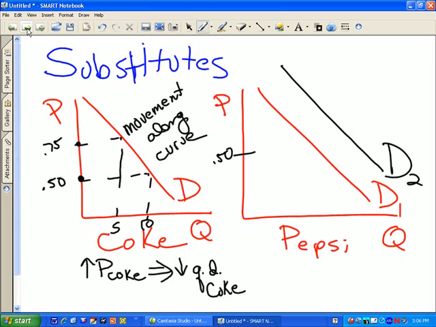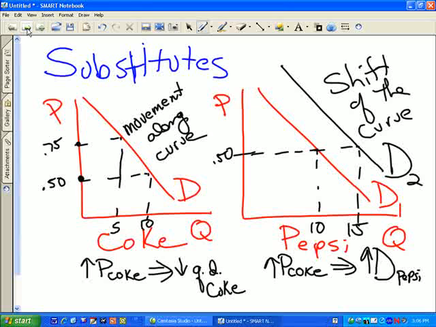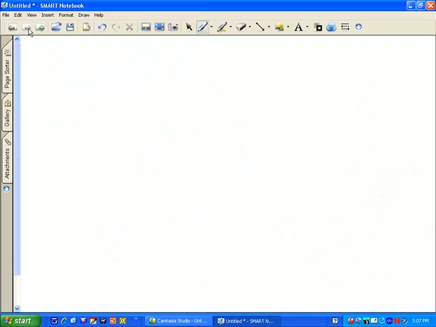So it's still 50 cents. We used to buy 10. Now we're willing to buy, say, 15. So as there's an increase in the price of Coke, that causes an increase in the demand for Pepsi. And this is a shift of the curve. So that is our example for substitutes. And that's part of the prices of related goods. So in the world of Pepsi, the price of the related good Coke has changed, and therefore consumers react through their demand.